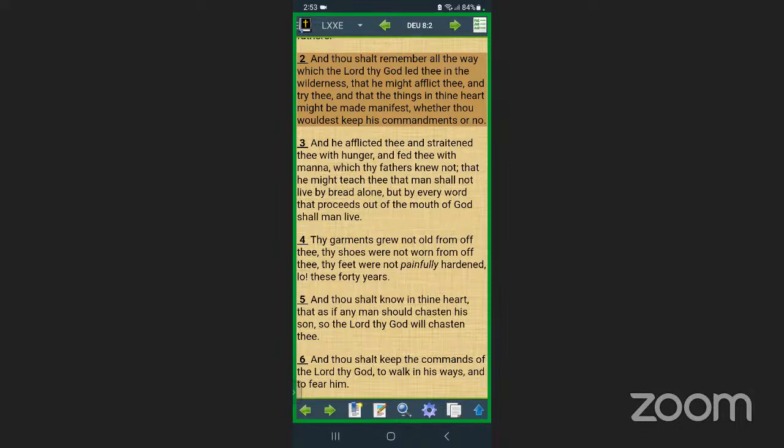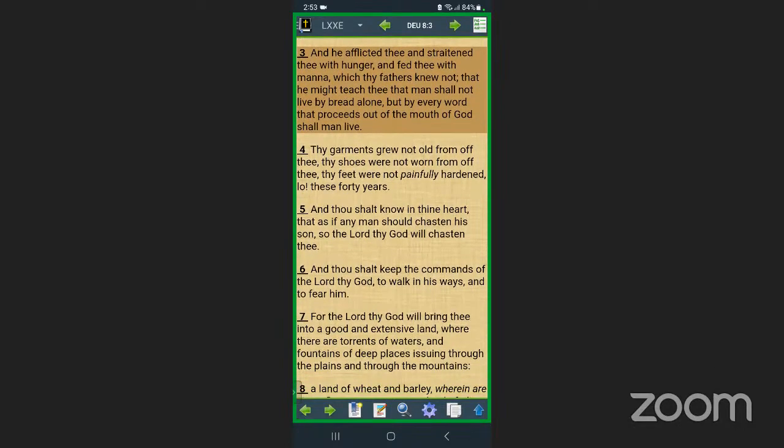You shall remember all the way which Yahuwah your Elohim led you in the wilderness, that he might afflict you and try you, and that the things in your heart might be made manifest, whether you would keep his commandments or not. He afflicted you and strained you with hunger, fed you with manna which your fathers knew not, that he might teach you that a man shall not live by bread alone, but by every word that proceeds out of the mouth of Elohim shall man live.